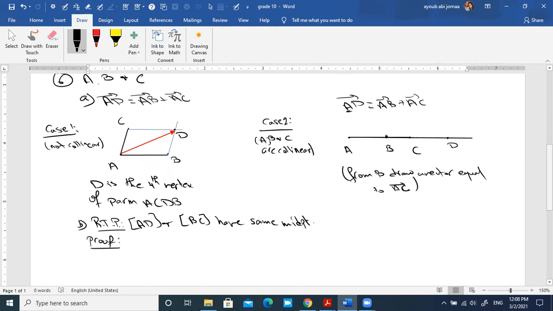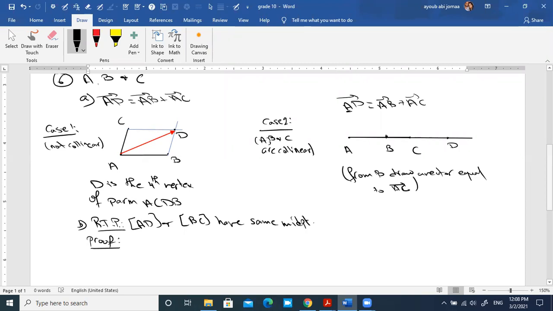BC is also a diagonal of the parallelogram. Diagonals of a parallelogram. What property about the diagonals of a parallelogram do we have? Yes. They meet at the same point. They bisect each other. Diagonals of a parallelogram bisect each other.